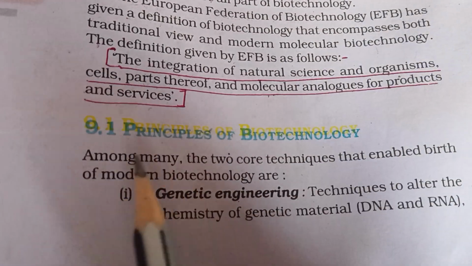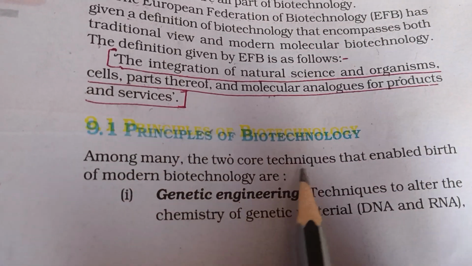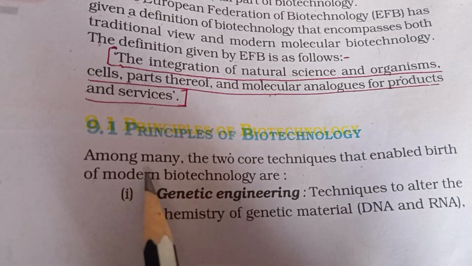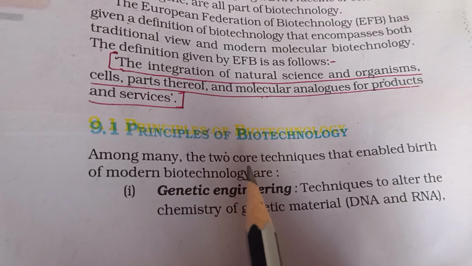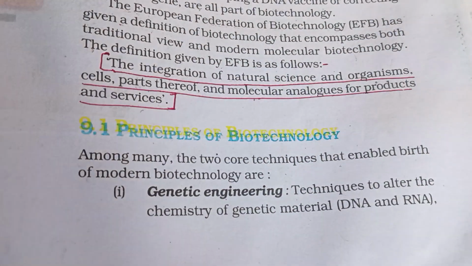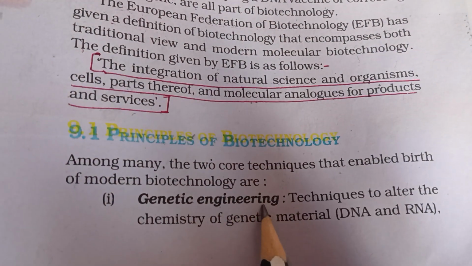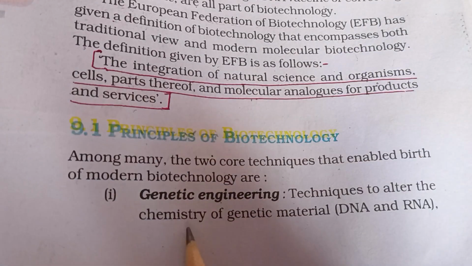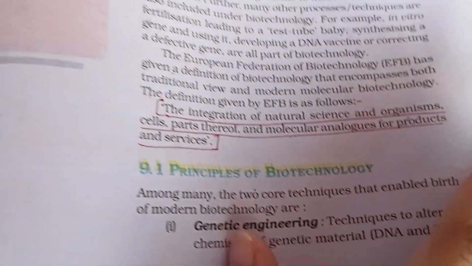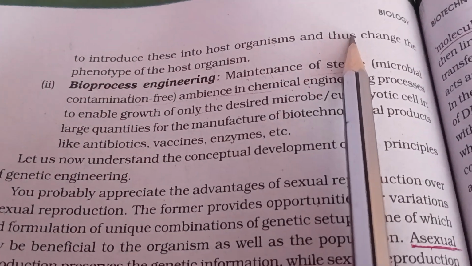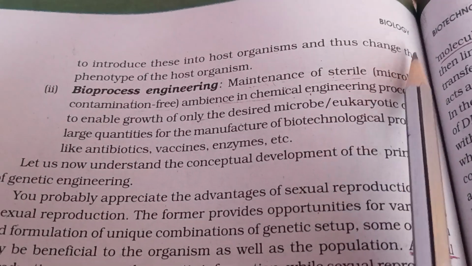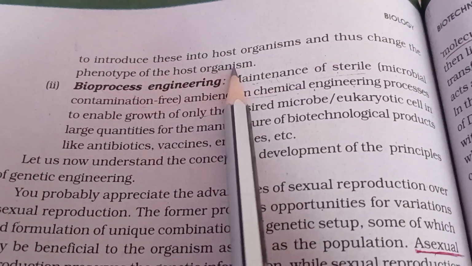Principles of biotechnology. Among many, the two core techniques that enabled the birth of modern biotechnology are genetic engineering: techniques to alter the chemistry of genetic material, that is DNA or RNA, to introduce these into host organisms and thus change the phenotype of the host organism.